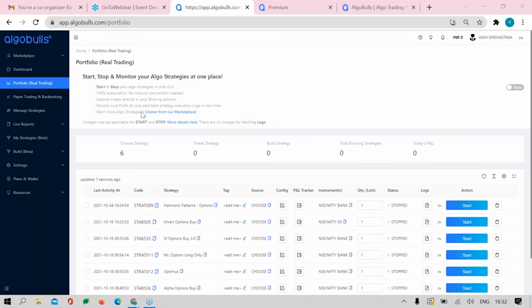Application not available on iOS. We'll soon be getting live on iOS, so I'll keep you updated on that. Talking about the technical parameters part, like the overall strategy logic, that is by Mr. Dinesh. So maybe we can connect offline regarding that.